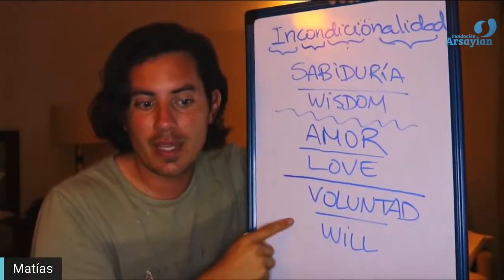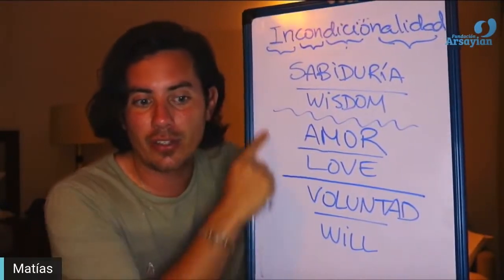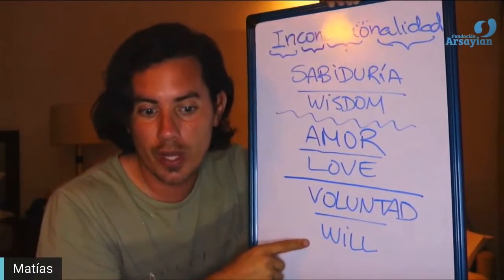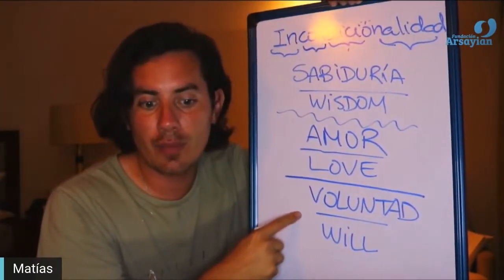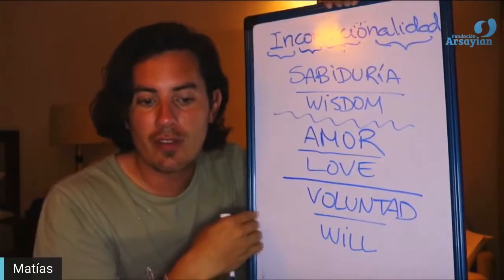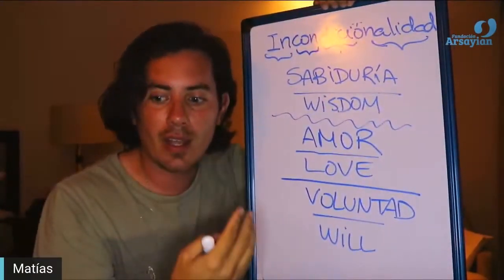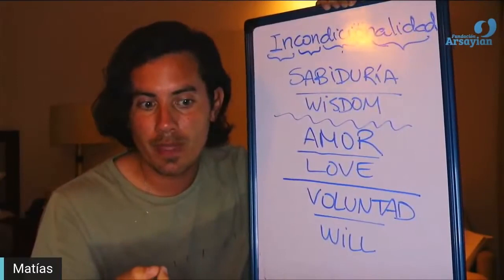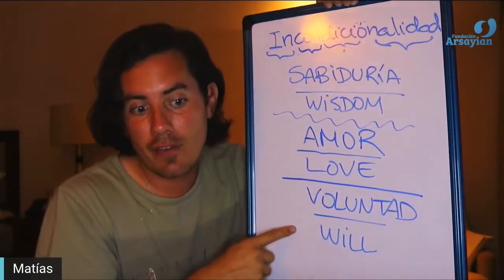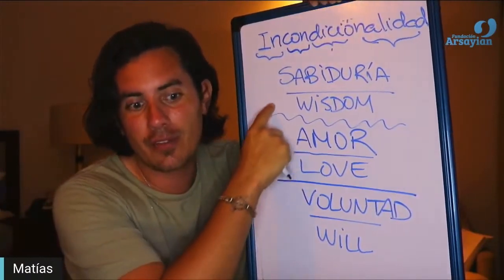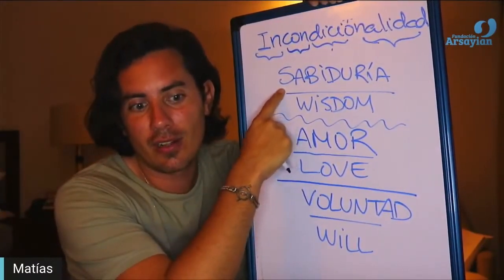So how can I have unconditionality in will? It's what we spoke about the other day, free will: to set ourselves free from traditions, from the cultures, from the religions, from the beliefs of the clan, of the family that we inherit as something that we think is normal. But in order to do that, first we have to love unconditionally, and we have to be unconditionally wise.